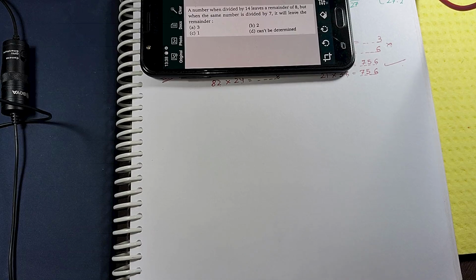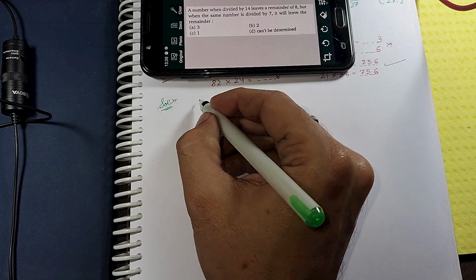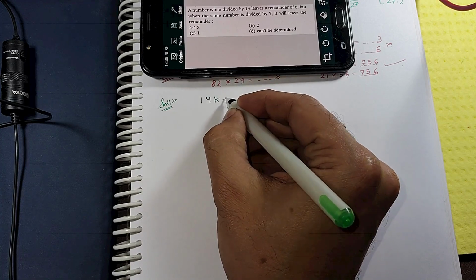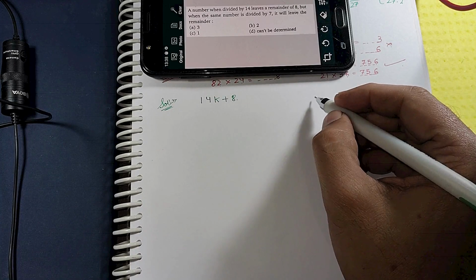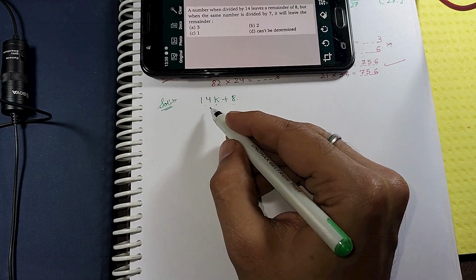A number when divided by 14 leaves a remainder of 8, but when the same number is divided by 7, it will leave the remainder... So basically the number will be of the form 14k plus 8, right? See, this is the quotient, so 14k plus 8 divided by 14.